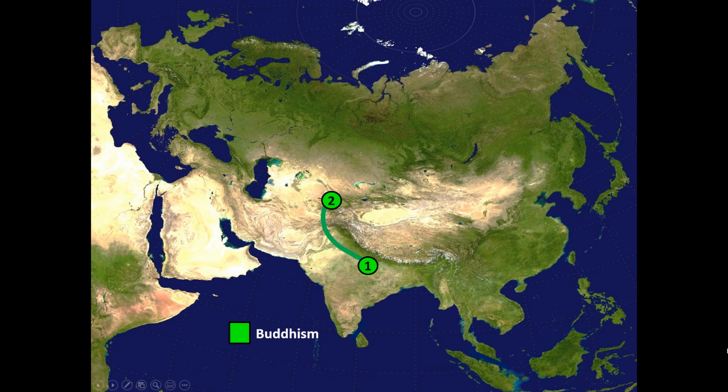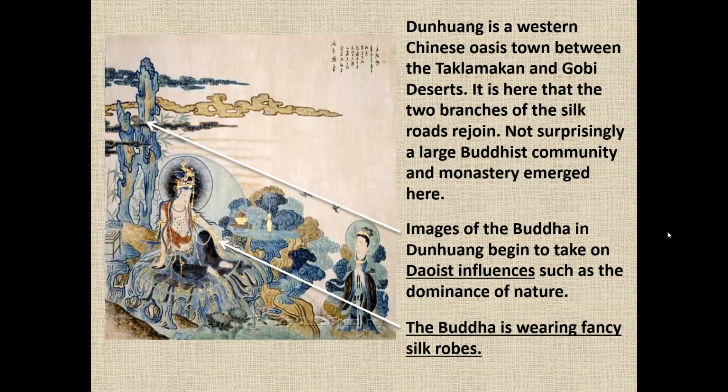Now, as Buddhism leaves Central Asia, it travels to Dunhuang, which is basically in China, still in central China, but moving more towards the Chinese mainland. In this city, an oasis town between the Taklamakan and the Gobi Desert, the two branches of the Silk Road rejoin. Not surprisingly, a large Buddhist community and monastery emerged there.